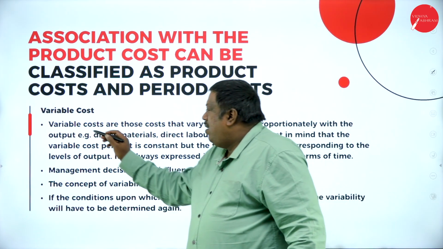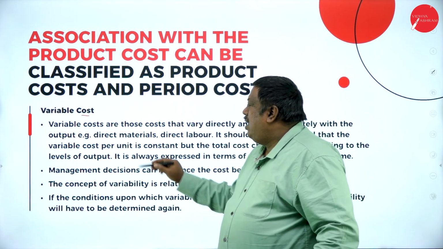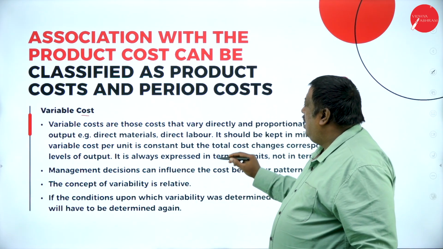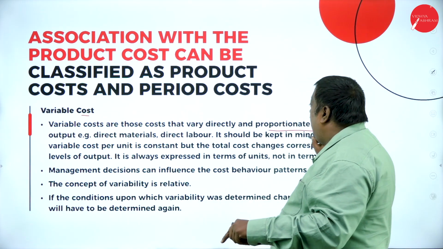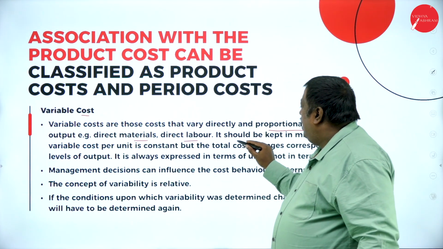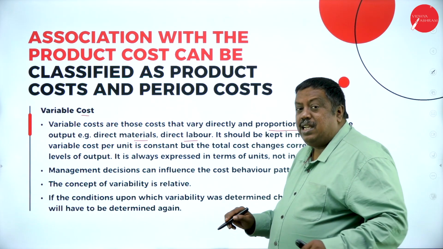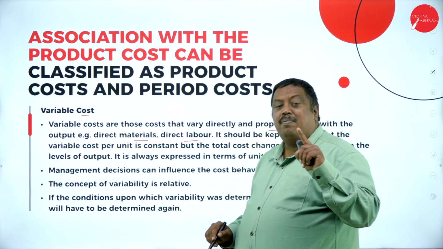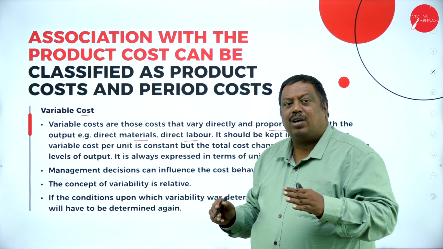Next we have here variable cost. After my fixed cost, next is variable cost. Variable costs are those costs that vary directly and proportionately with the output, like direct materials and direct labor. It should be kept in mind that variable cost per unit is constant. For one unit it is the same, but as the number of units changes, automatically the cost is going to change.